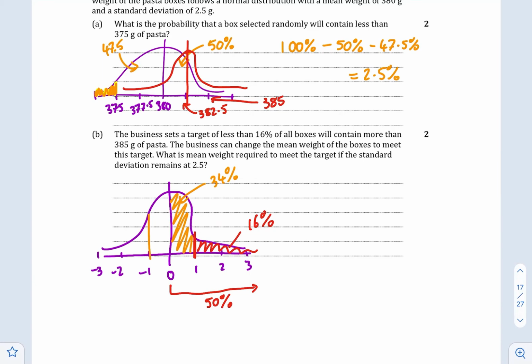Now that's a lot of working out in images, but basically what we're saying is that at the z-score of 1, only 16% will be greater. Okay, right? So there's only 16% that's better than this. So that's why we need to make 382.5 the mean, because the standard deviation hasn't changed. So we're basically just shifting everything up by 2.5.